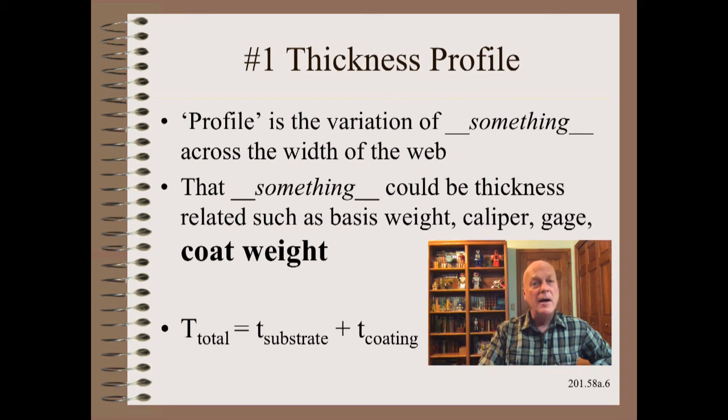The word profile is very useful. It simply means the variation of some property across the width of the web. Here, we will be talking about a thickness-related property, such as bulk, caliper, gauge, thickness, density, and so on. Here, we will be talking about total thickness, which is the sum of base web thickness plus coating thickness. The winder, it turns out, does not care where the thickness profile variation is coming from, even if the troubleshooter must.